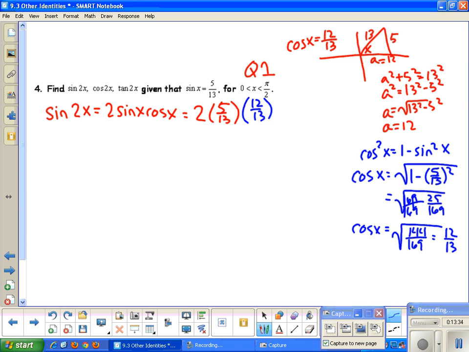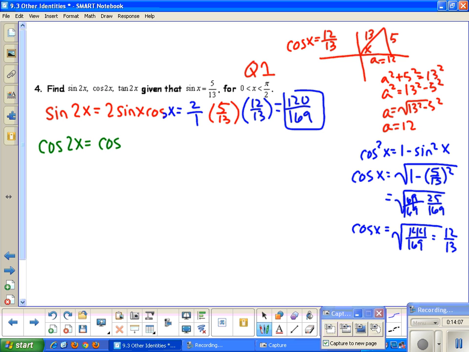Remember, to multiply fractions, you multiply your numerator times numerator and denominator times denominator. So I'm just going to change this so it looks a little different. So this would be really 2 over 1 if it helps you, because you're multiplying 2 times 5 times 12 over 1 times 13 times 13, which gives you 120 over 169, and that would be your sine double angle with the given information.